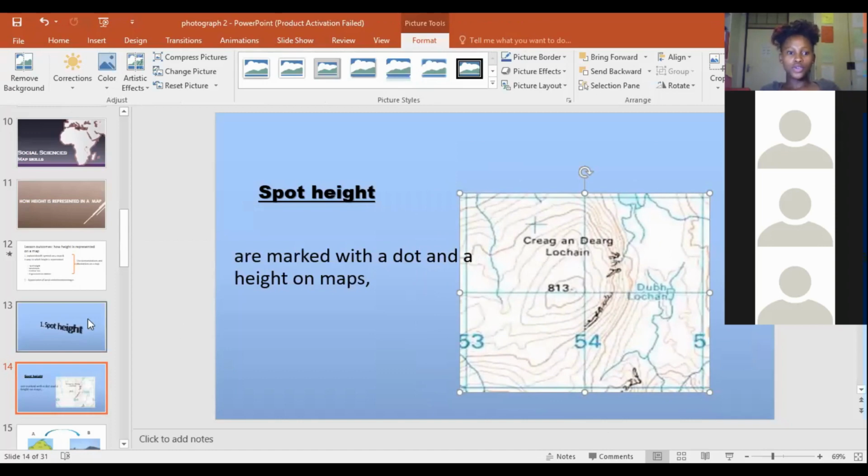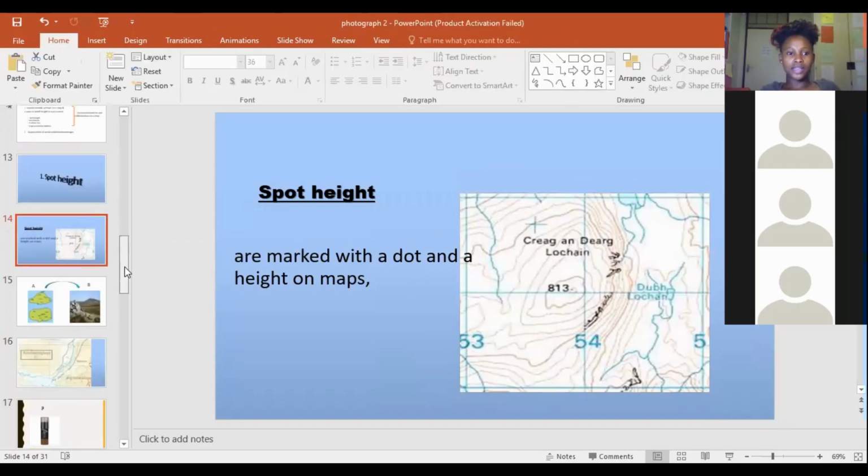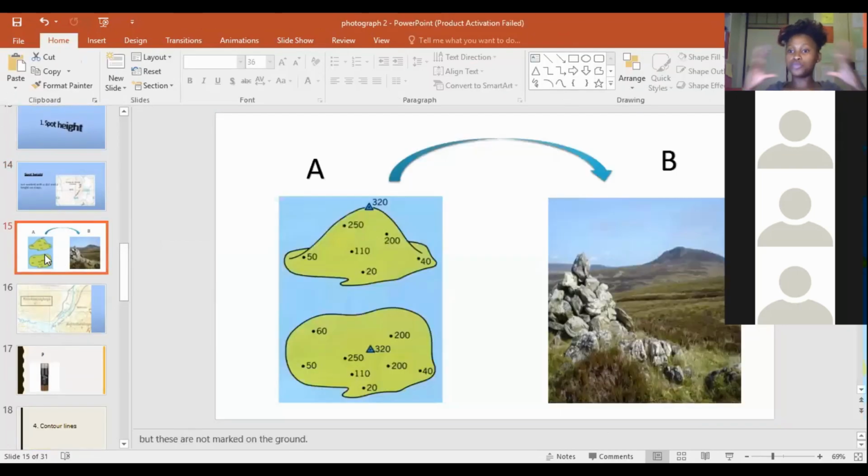813 above sea level, ma'am. Yes, that's correct. Remember as a hiker that your goal is to reach the top, the peak of a mountain. But in real life, on the ground, when you're hiking, the elevation height is not visible. It is only visible on a map, which is your picture A.